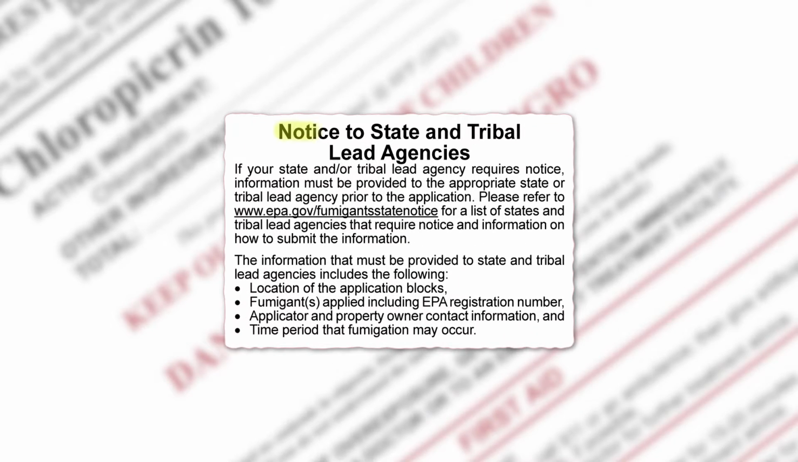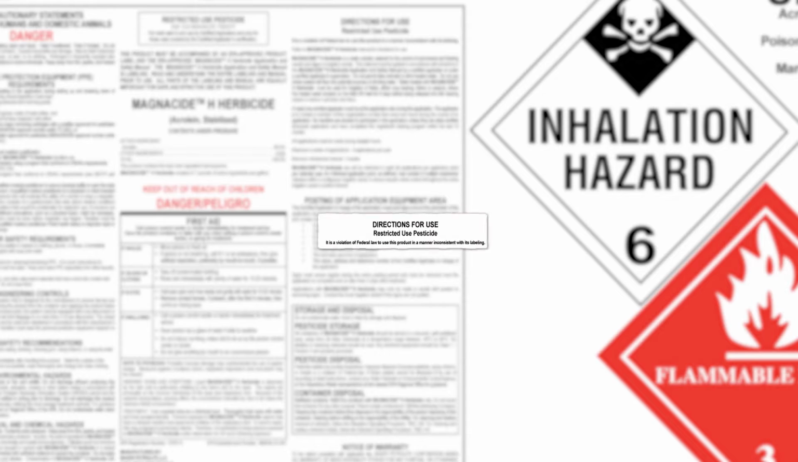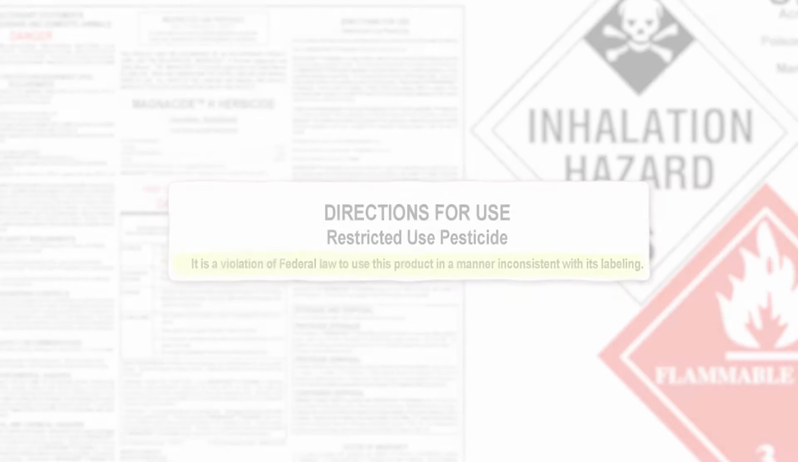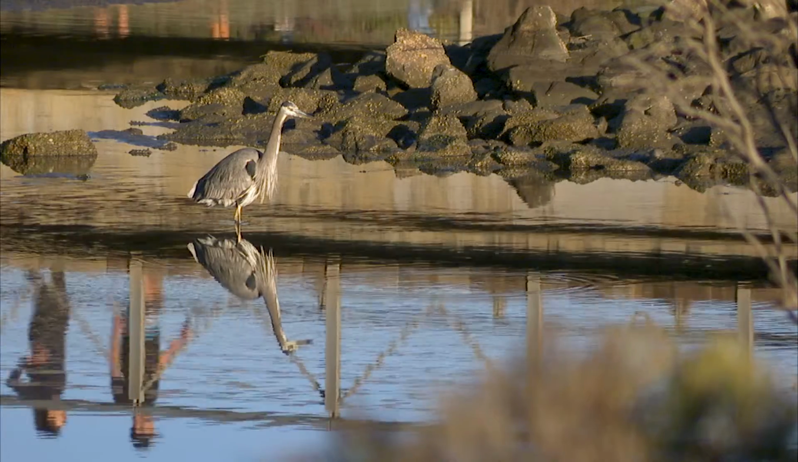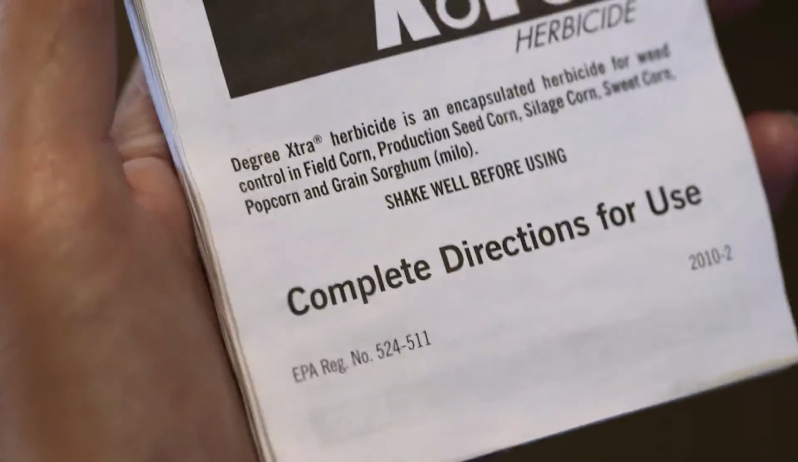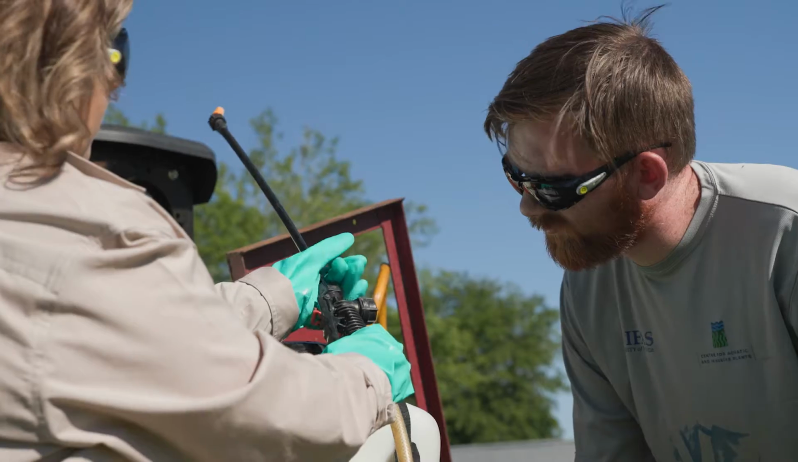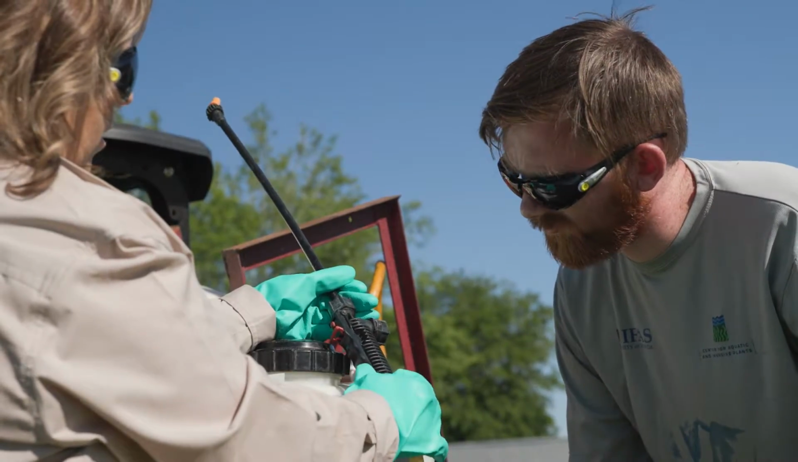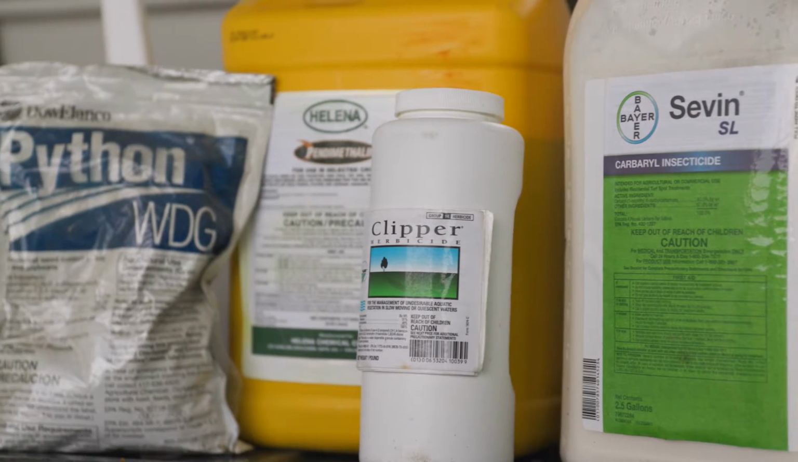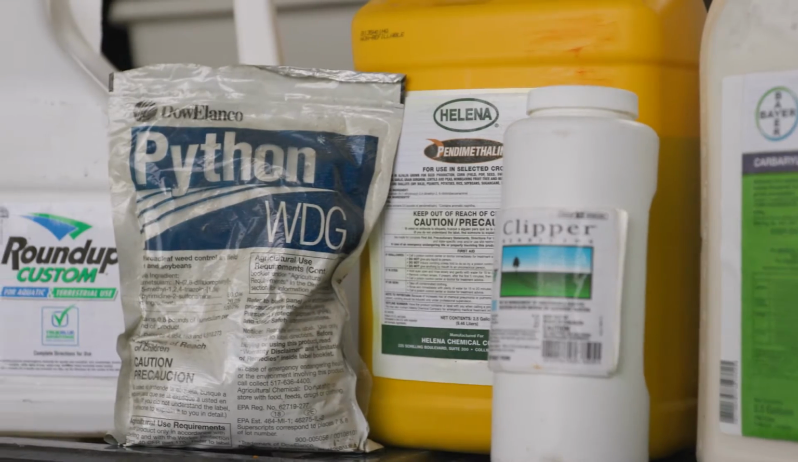States and tribes may have more restrictive requirements, and it is important to be aware of and comply with all applicable regulations. RUPs have the potential to cause significant harm to people and the environment if not used according to the label instructions and without the proper training. There are no federal requirements for users to be certified to use general use pesticides.